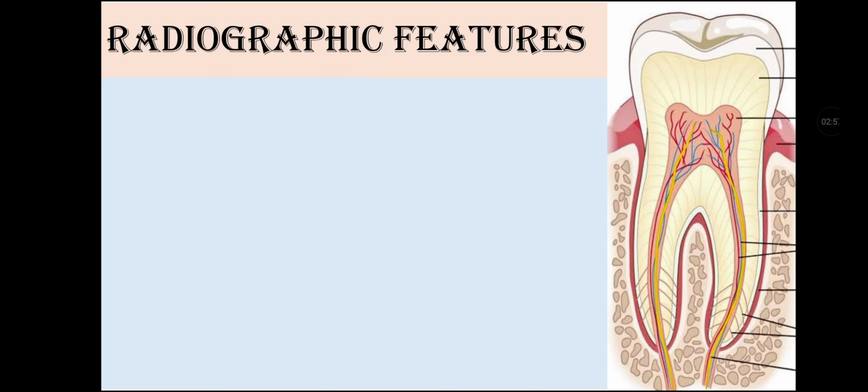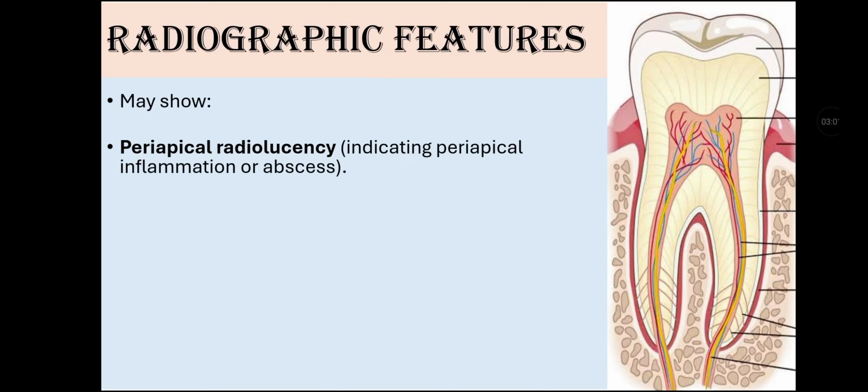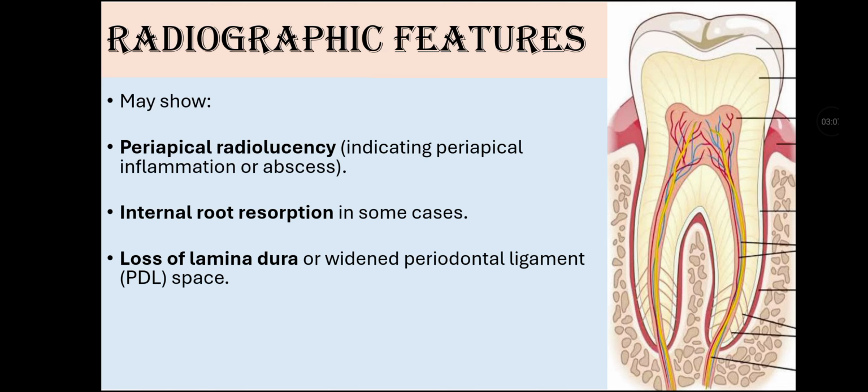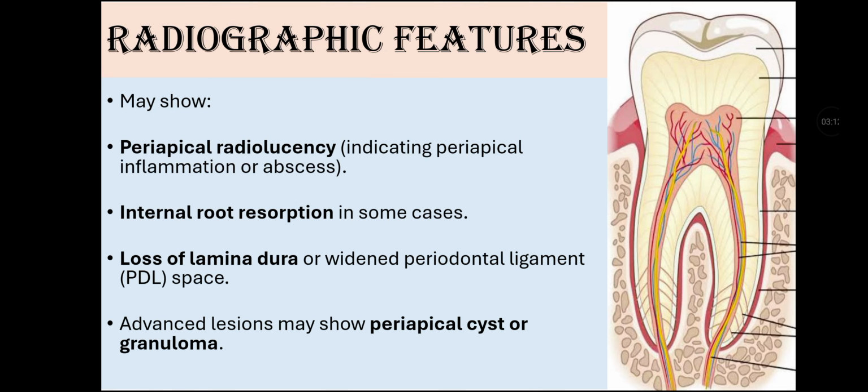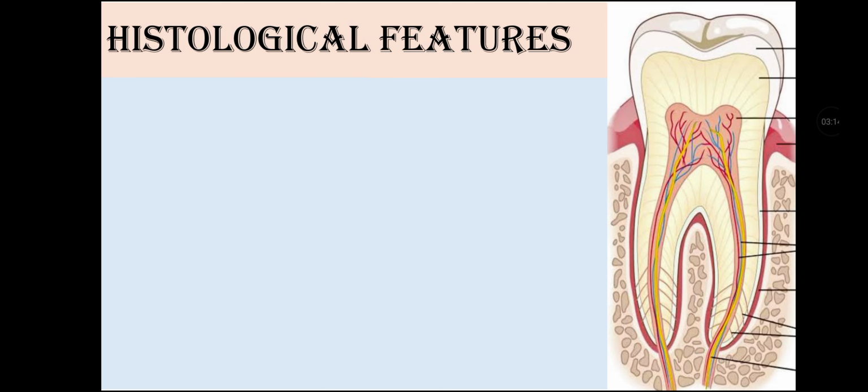Now let's talk about radiographic features. The radiographic features of pulp necrosis may show periapical radiolucency that indicates periapical inflammation or abscess. Internal root resorption may be seen in some cases. Loss of lamina dura or widened periodontal ligament space may be seen. Advanced lesion may show periapical cyst or granuloma.